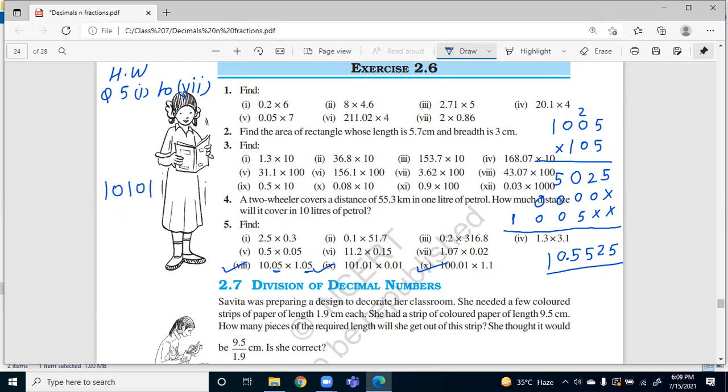So 10101. If I multiply it by 01, so 01 is like 1. If I multiply 1 by any number, then it is the same number. If you look at the digits after the decimal, there are 2 and 2, so 4 digits. So yes, what are you saying, Garima? Tell me your answer.